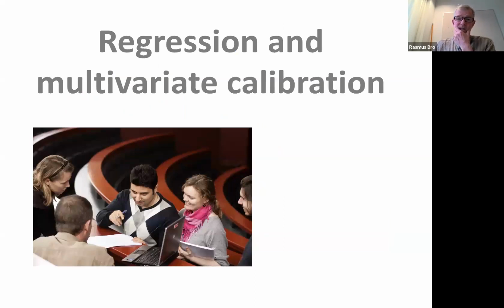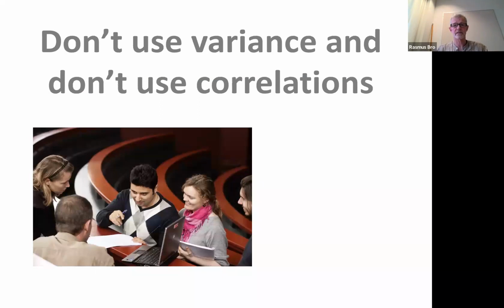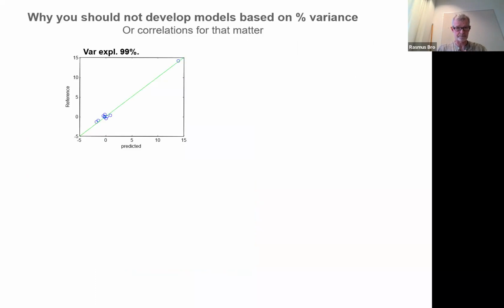Okay, now I want to talk about some really important aspects of building regression models and multivariate calibration models like PLS models or neural network models, these kind of things. So it's related to how you can misuse correlations and regression coefficients and things like that. I'm going to show you several ways that they can be misleading, and hopefully it'll make sense to you.